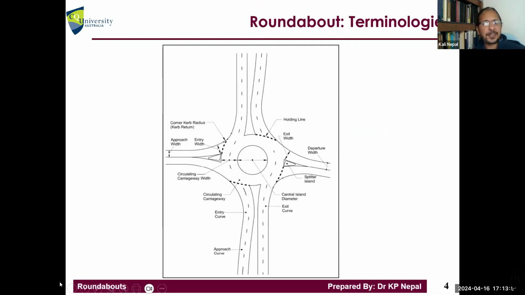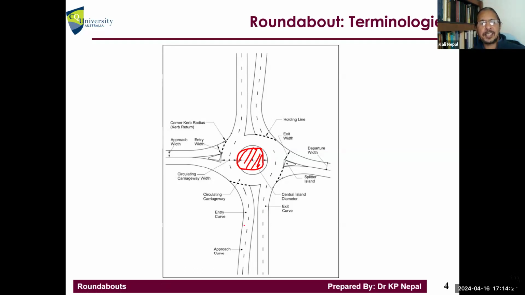So this is the configuration. Of course, we already know because we have been using the roundabout a lot when we drive, right? We call this in the center the central island. Mostly the central island is circular, but sometimes, because of the land situation, we can have a slightly oval one. But we would recommend having it as circular as possible.